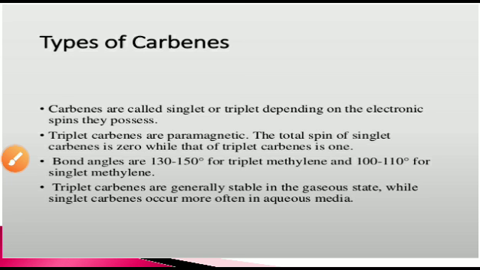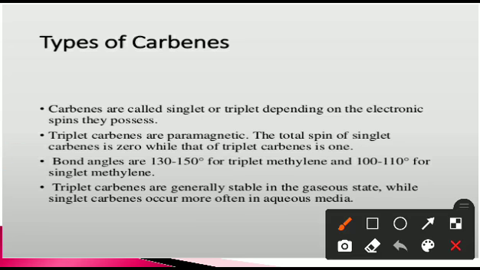Let's learn the types of the carbene. The carbenes are called singlet and triplet carbenes depending on the electronic spin. The triplet carbenes are paramagnetic. The total spin of a singlet carbene is 0, while that of the triplet carbene is 1.